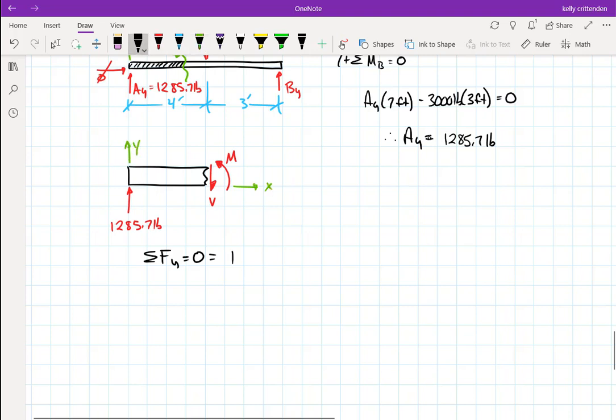So 1,285.7 pounds goes up at A, minus V has to equal 0. Therefore, V must equal 1,285.7 pounds. We're not going to do too much calculation with this V, or maybe not any calculations, but this shear force does have the potential, if that number is really big and the cross-section of this beam is small enough, to just shear it like you're cutting it with scissors or whatever. We're assuming that 12,000 pounds of direct shear is not too much.